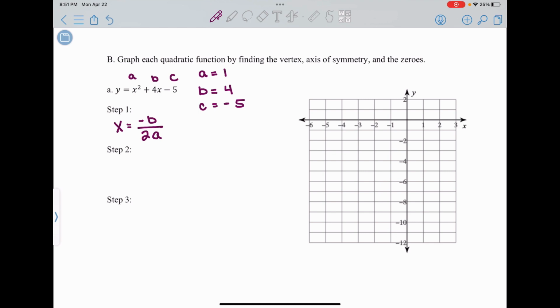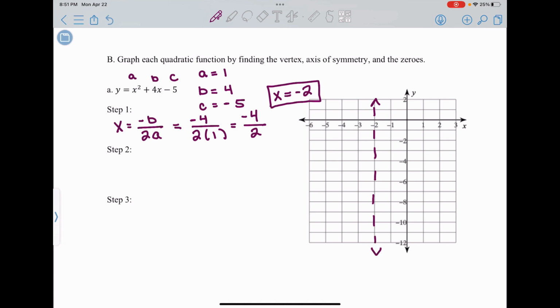Now that I have my a, b, and c values, I can plug these in. So -4 divided by 2 times a, which is 1. 2 times 1 is 2. And -4 divided by 2 is -2. So my axis of symmetry is the line x equals -2. So I can go ahead and graph this axis of symmetry.